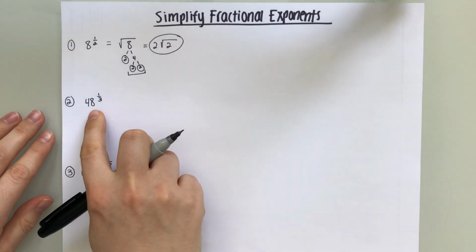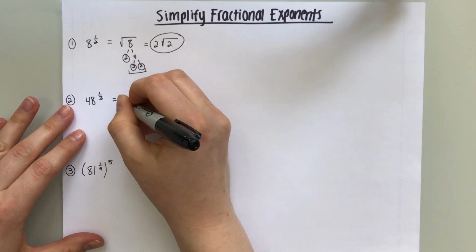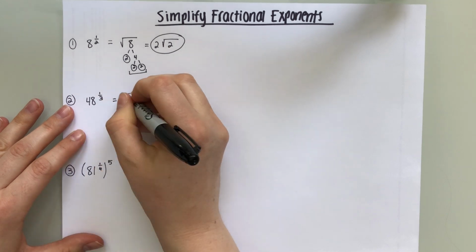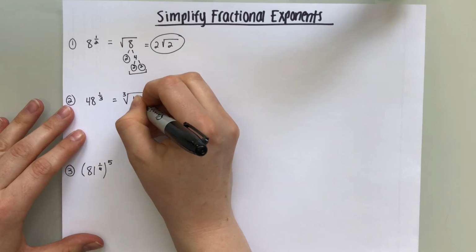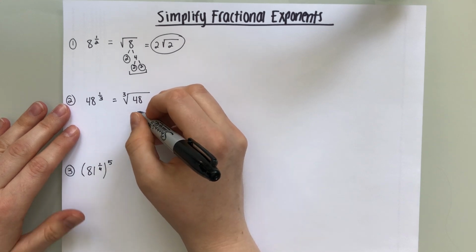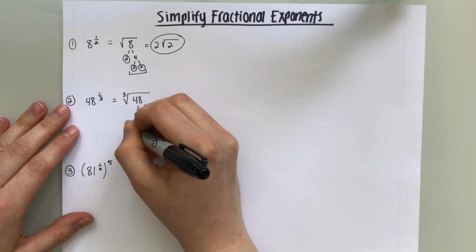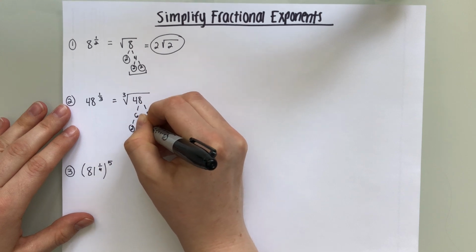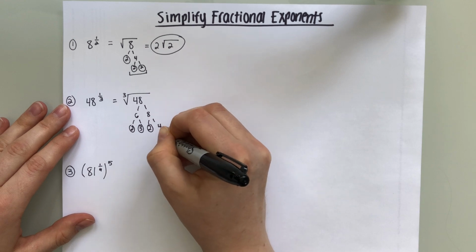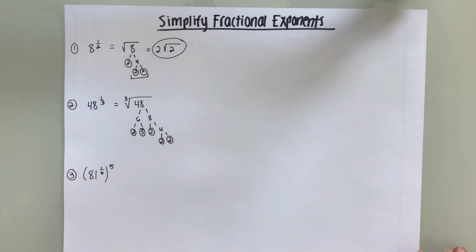Number 2, I have 48 to the power of 1/3. So same kind of thing. Instead of a square root this time, I have a 3 in my fraction, so I'm taking a cube root of 48. So I can still do a factor tree for this to simplify. I can break 48 into 6 and 8, 2 and 3, 8 breaks into 2 and 4 breaks into 2 and 2. So again, I'm only circling the prime numbers.